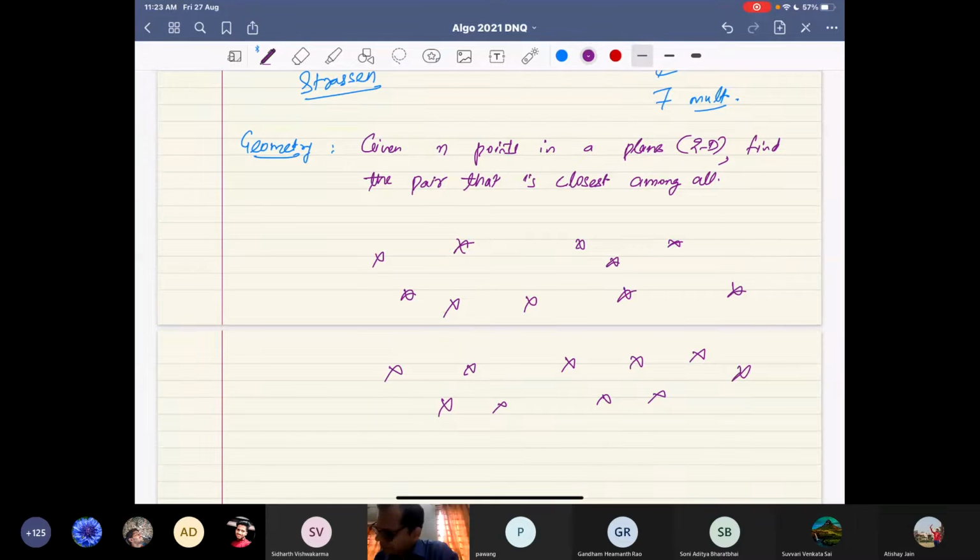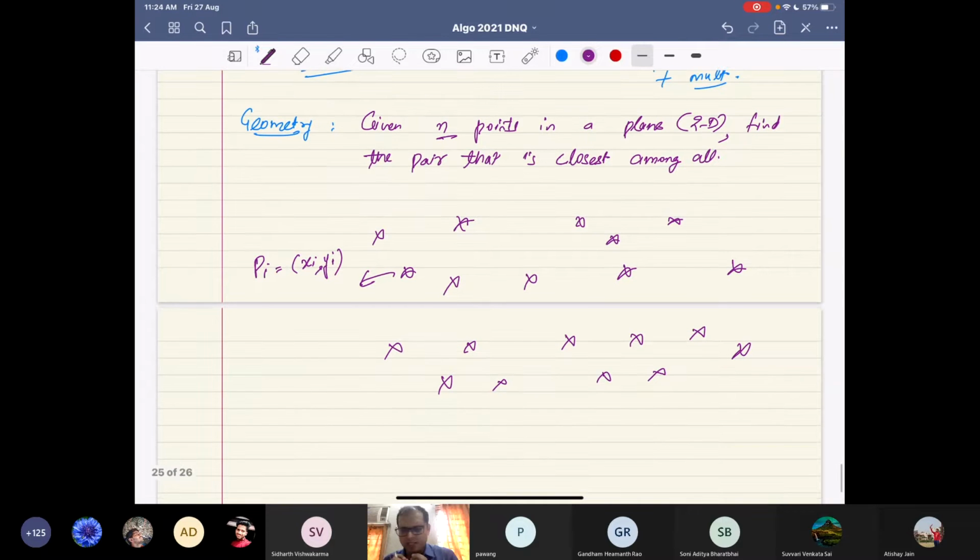Right? And there are n points. So each point will have an x and y coordinate. So suppose point Pi will be xi, yi. And what do I mean by saying find the pair that is closest? So we need to define something called distance. What's the distance between 2 points?